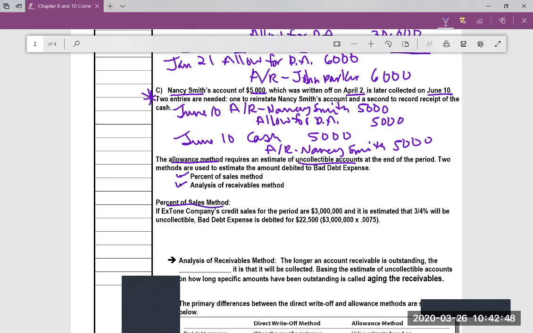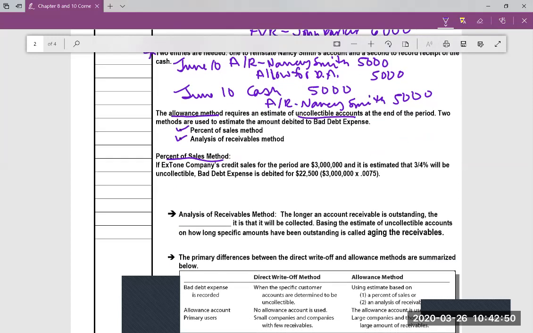So in the percent of sales method, sometimes this is an industry standard. It's published. You kind of know if you're in a certain industry how much is estimated to be uncollectible. Okay, so if X-Tone's company credit sales for the period are $3 million and it's estimated that 3/4% will be uncollectible, bad debt expense is debited $22,500. And I'm going to go over this math here in a minute. But here's what they would do at the end of the year, basically.